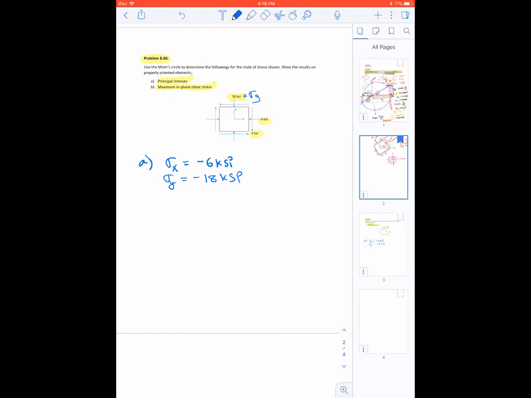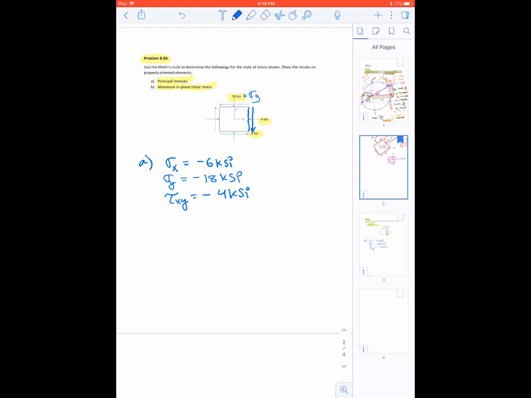Now, which one is my positive X face? This is my positive X face. And in which direction is my shear stress directed? In the negative Y direction. So this must be a negative shear stress.